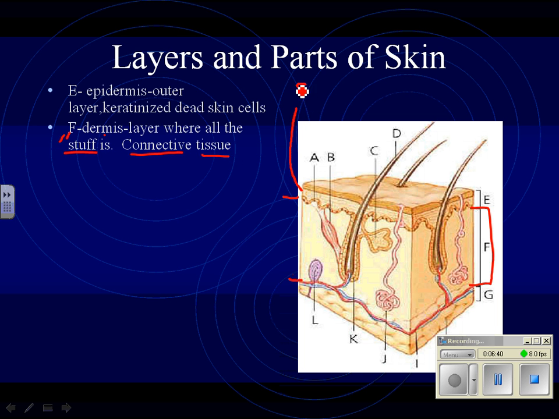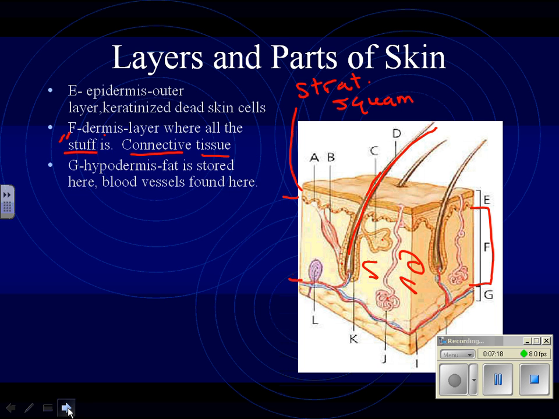Okay, oh, by the way, this is stratified squamous. Okay, a layer of squamous cells. Then under here is connective tissue. This stuff in here is connective tissue, and you see we got hair embedded in it, we got glands embedded in it. So, this is the layer where all the, I just put stuff, but it's actually where glands and everything else are. The hair and things like that poke through the epidermis to the outside, but it's where all this is located.